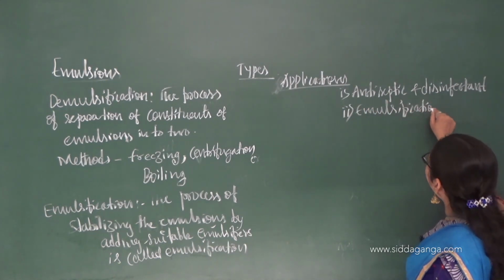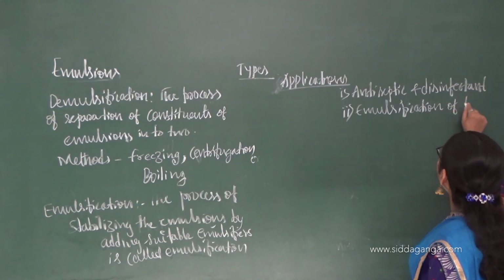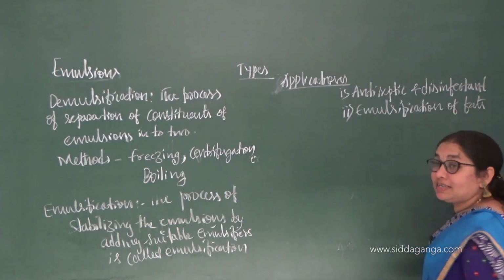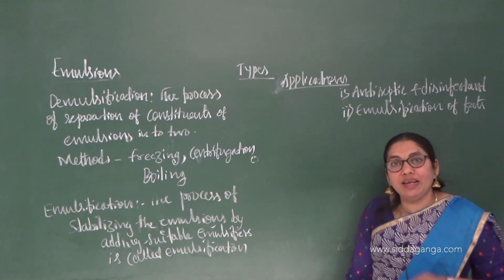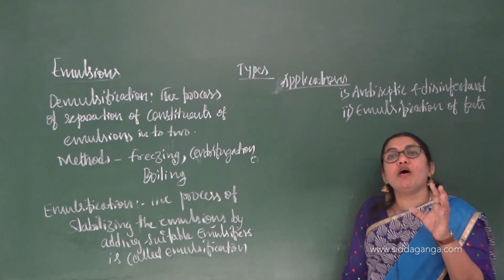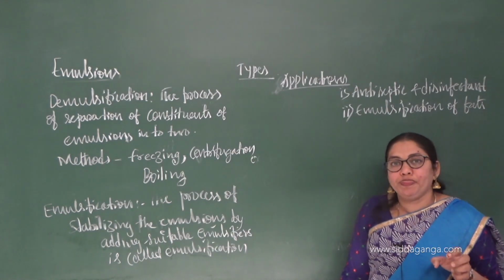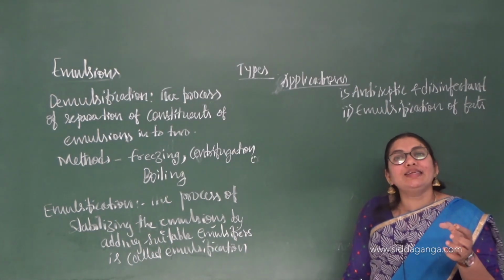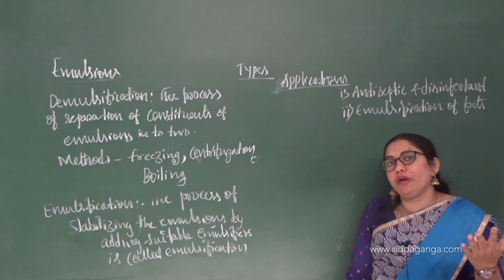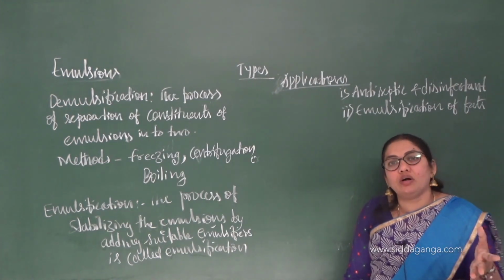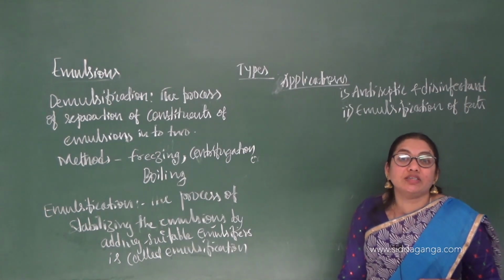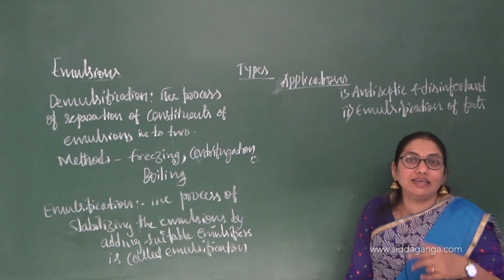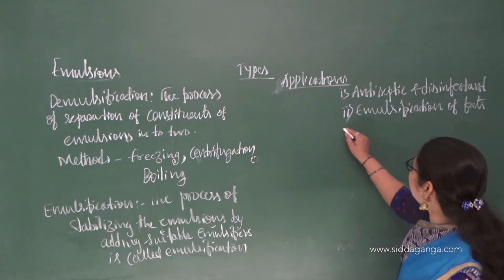Emulsification of fat. In living organisms, as fats are water insoluble, they should first be emulsified. They will form micelle-like structures with the help of your bile juice pigments or bile salts. They help in the digestion of fat, right? They act as natural emulsifiers present inside. Okay, so that is the concept.